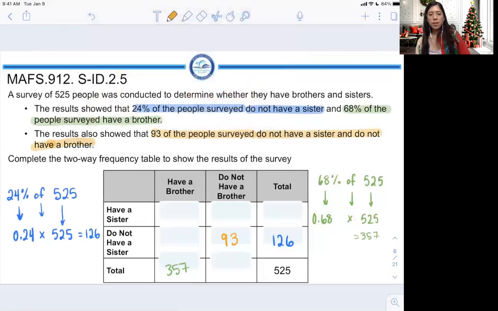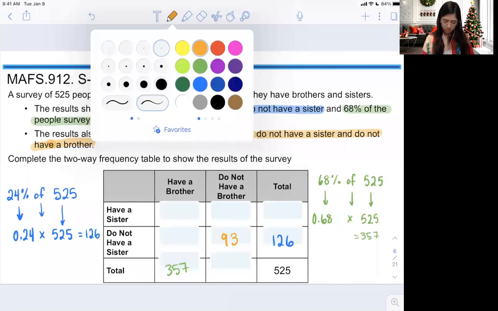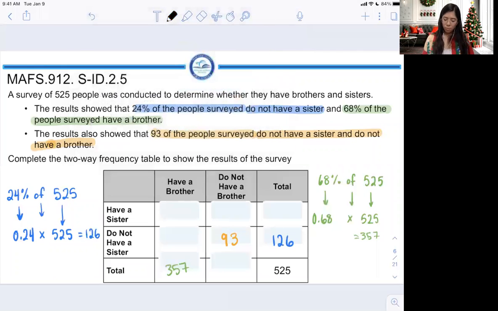Good. All right. Now we have enough information to fill in some more stuff. What can I fill in next? The one that says do not have a sister, have a brother. Okay, so I have to do 126 minus 93. What's 126 minus 93? 33. And then we can fill out the one on top by doing 357 minus 33, which is 324.